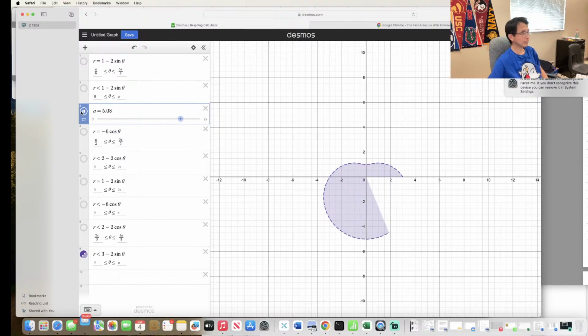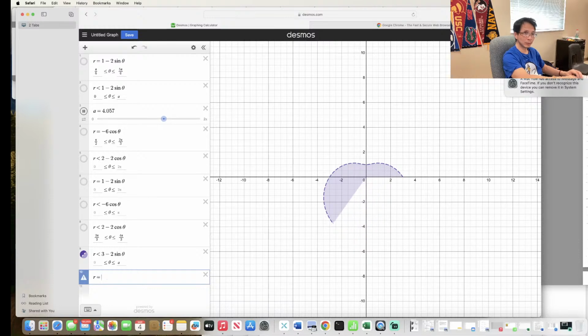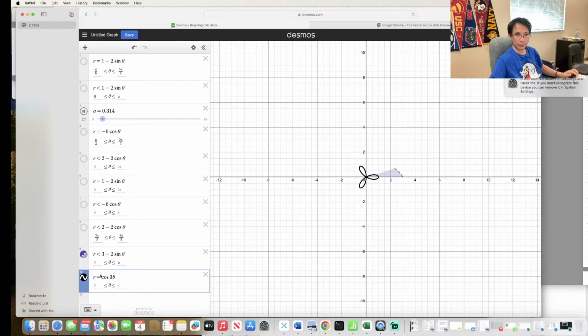Wait, can you graph cosine 2 theta? Cosine 3 theta? R equal to what? Cosine 3 theta. Because I want to see how, like, double traces work.